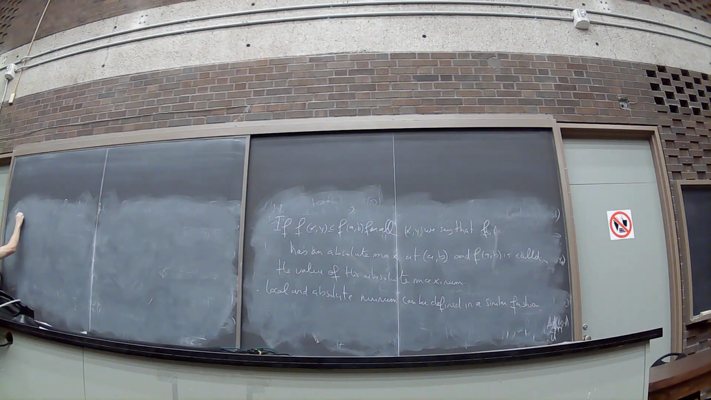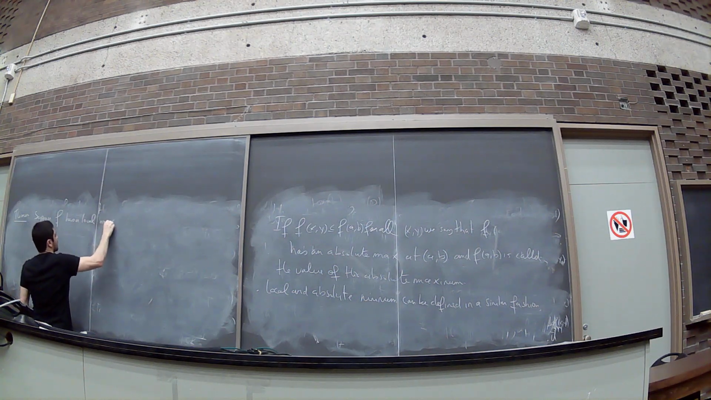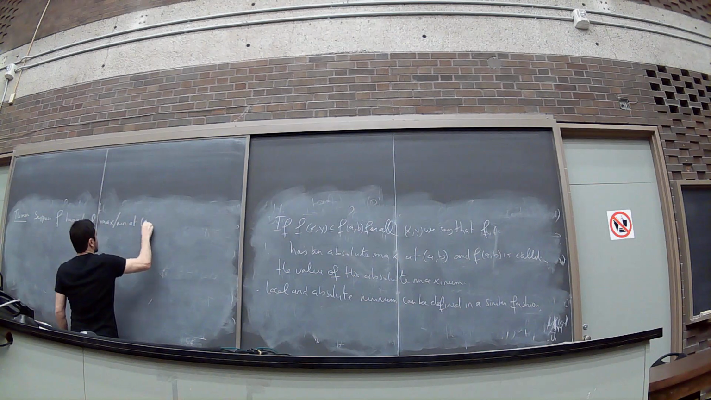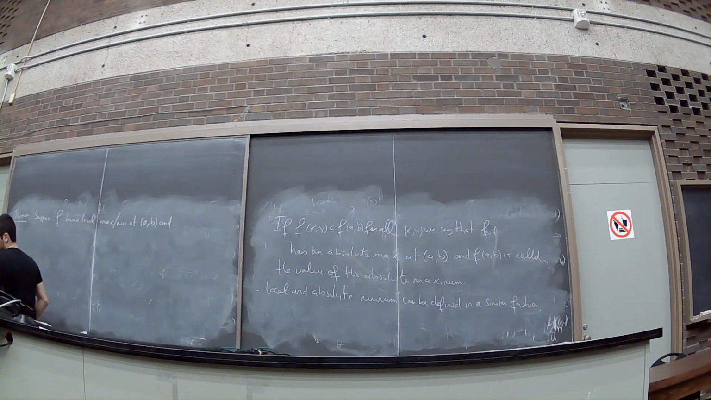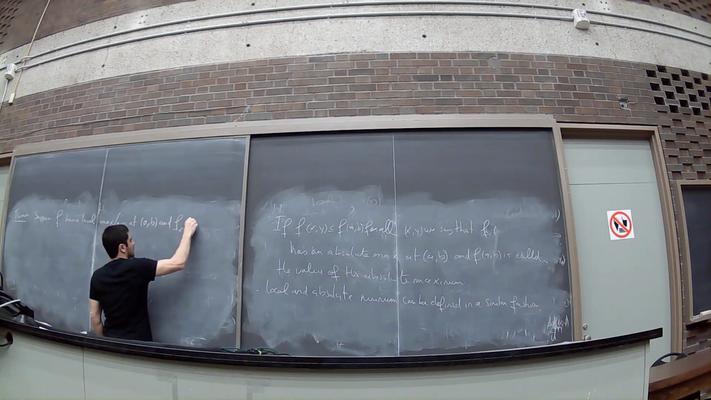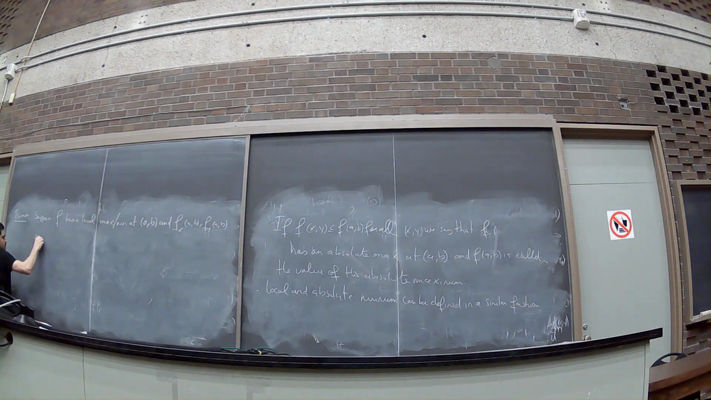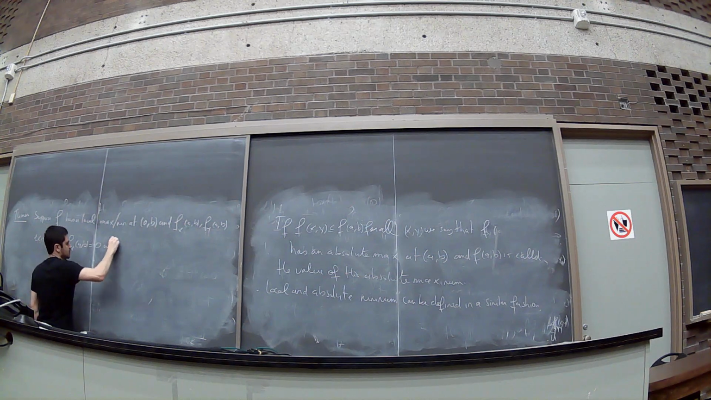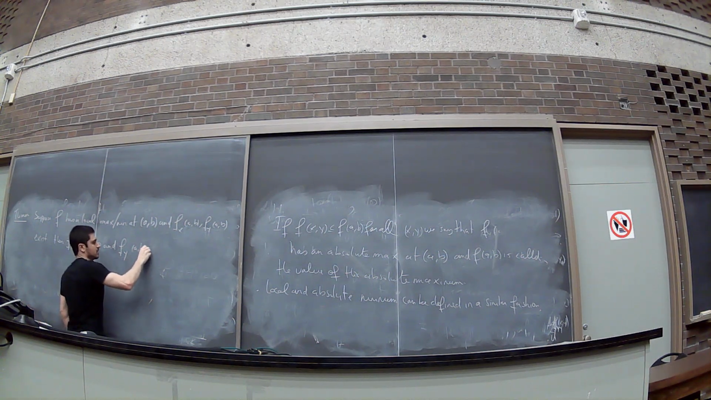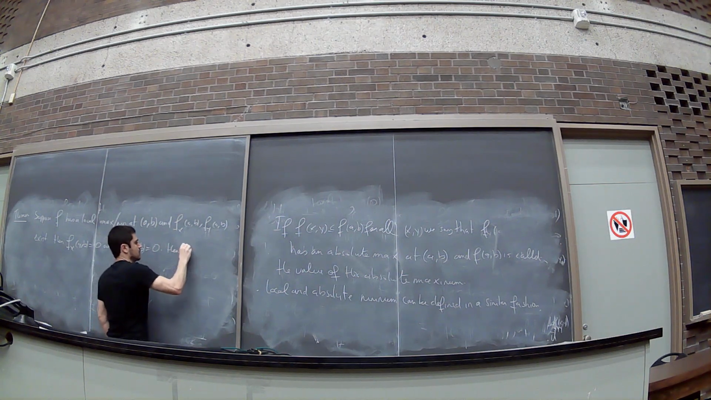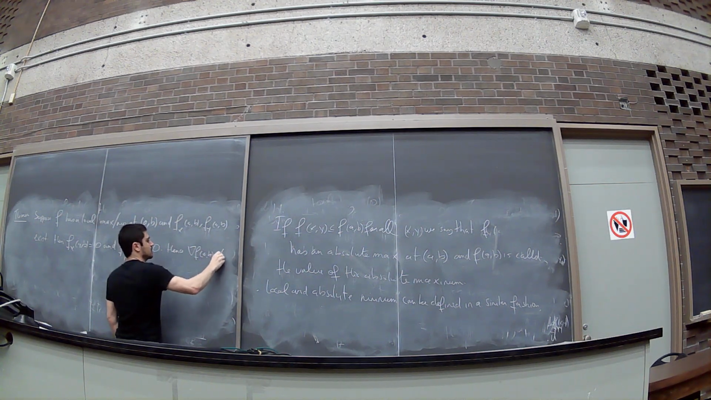Theorem. Suppose f has a local max or min at (a,b), and fx(a,b) and fy(a,b) exist, then fx(a,b) is equal to 0, and fy(a,b) is equal to 0, and the gradient of f at (a,b) is equal to 0.